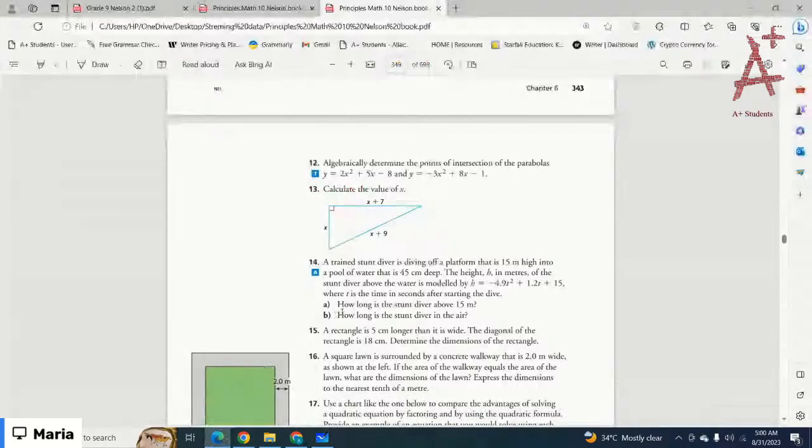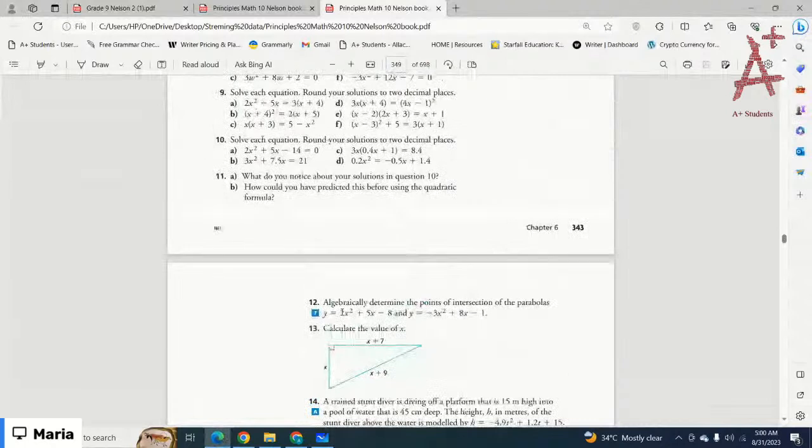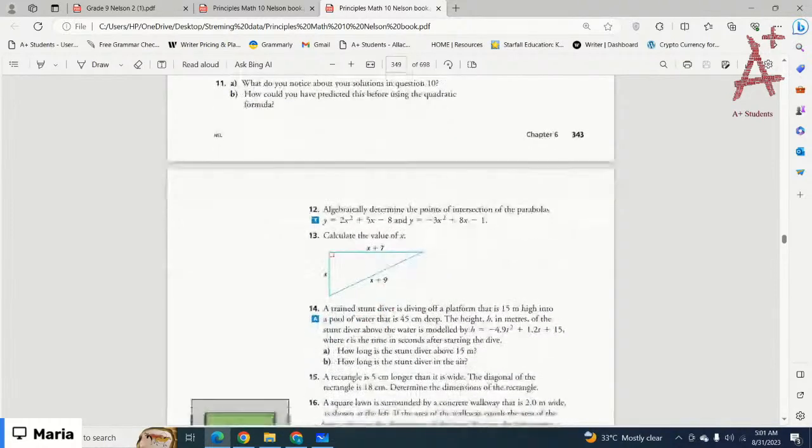Okay, here it is. I think we have done till question number 10. We have to start with question number 11. So let's just start with question number 11. Okay, what do you notice? Okay, let's start with question number 12.